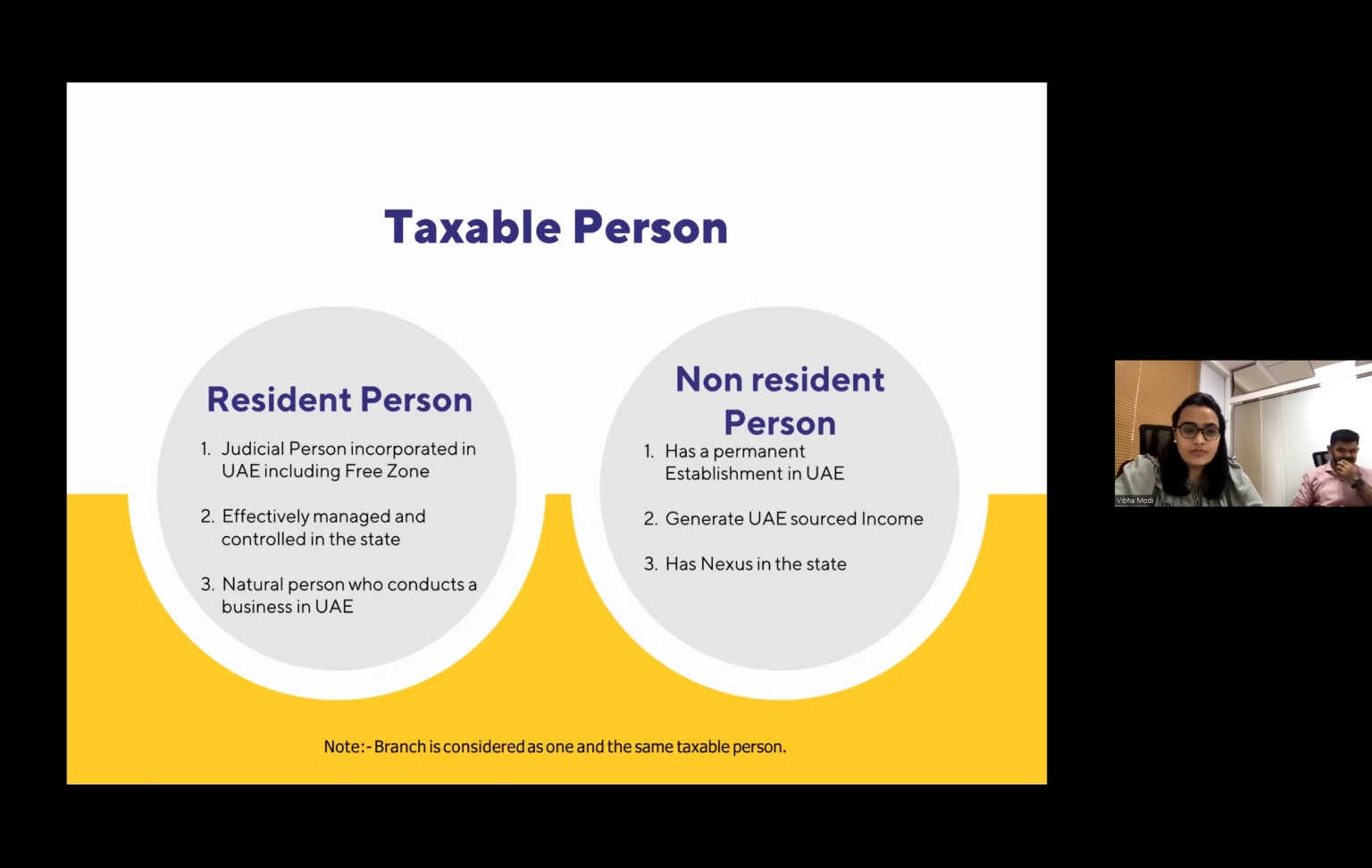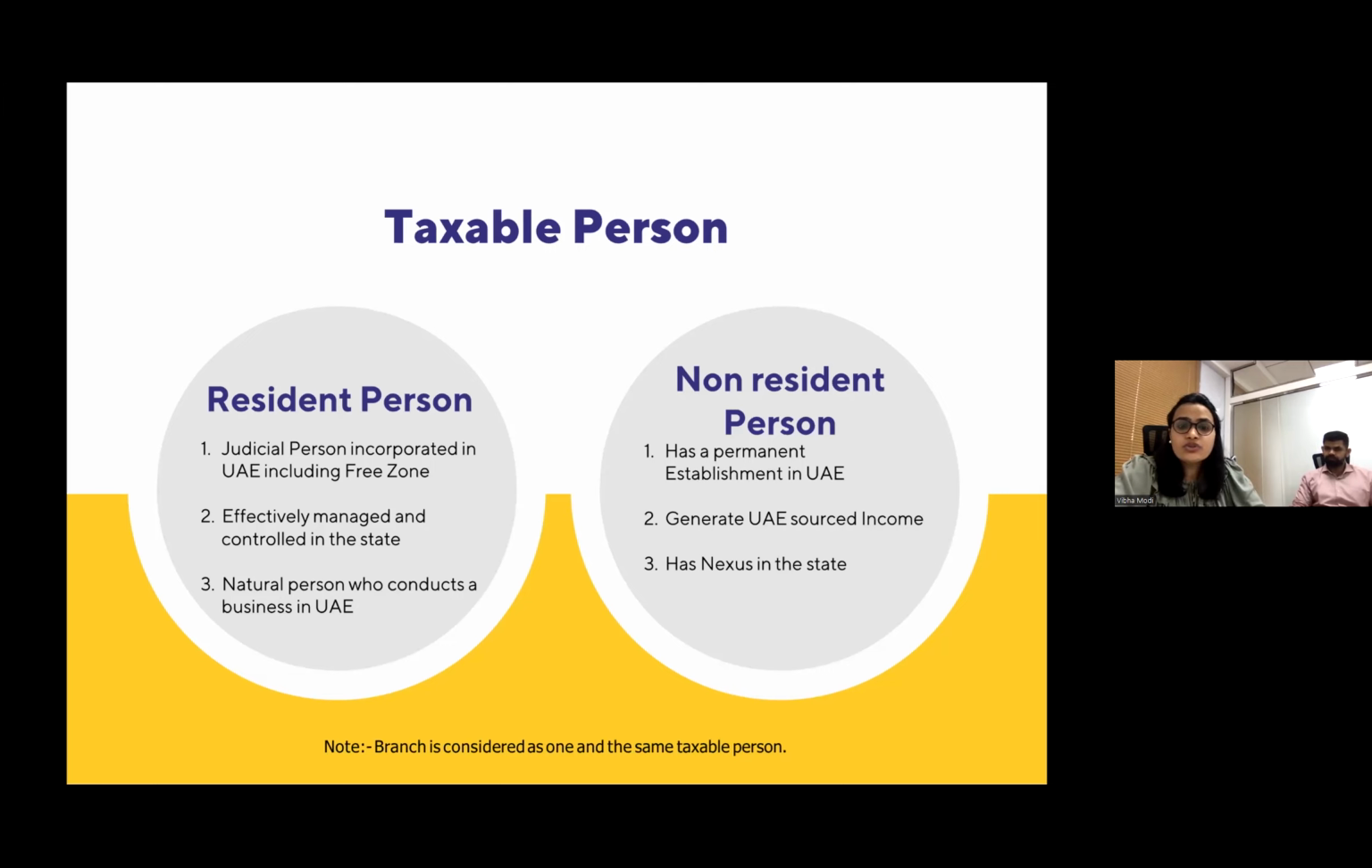If any foreign company is not established in UAE, but they are effectively managed and controlled in the state, the management is here, the decisions of the company are taken from the UAE, then it is considered as a resident person. So why are we going through a resident person and non-resident person? Because the law for both and the taxable income for both is different in their hands. All the incomes are taxable in the hands of a resident person, which they are earning either from the UAE or outside UAE. And for a non-resident, the outside UAE income is not taxable, only UAE income is taxable. So that's why it's very important to know who is considered as a resident person and who is considered as a non-resident person.